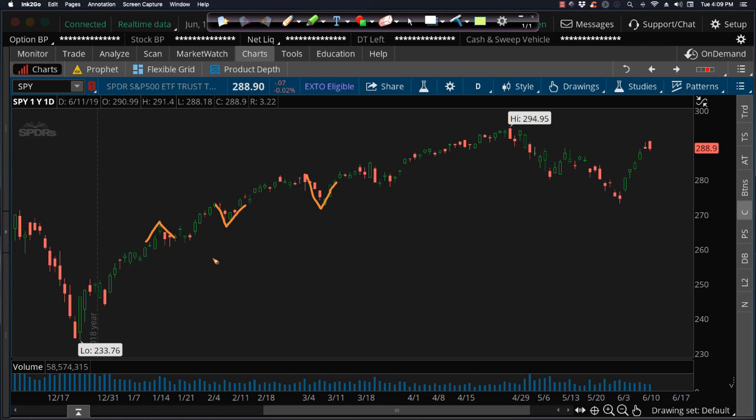So as a general rule, it requires a minimum of 3 candles to form a pivot point. And again, bottoms we call support pivots, tops we call resistance pivots. They're also known as swing highs and swing lows. Again, a pivot point is a change in price direction.